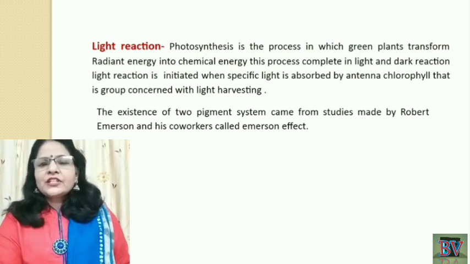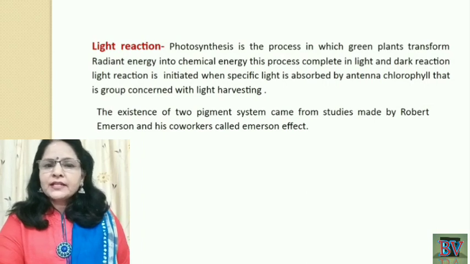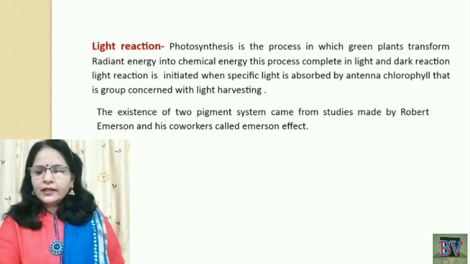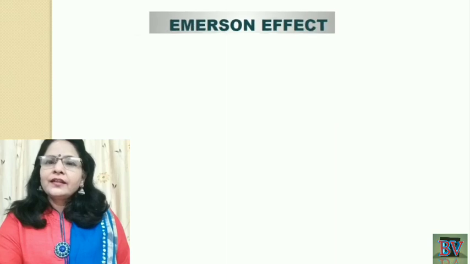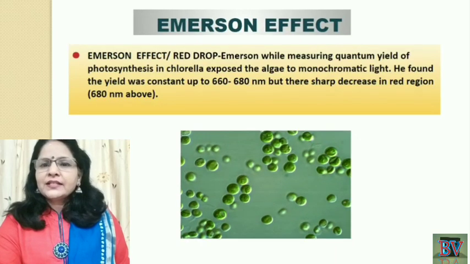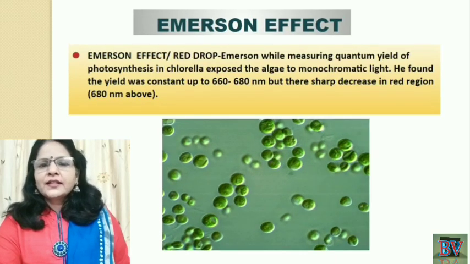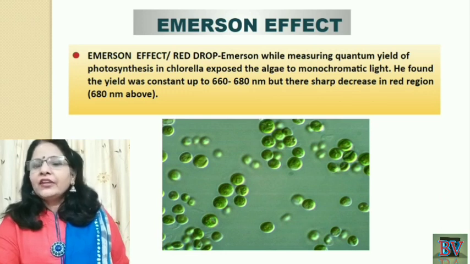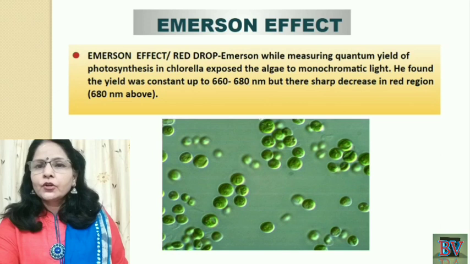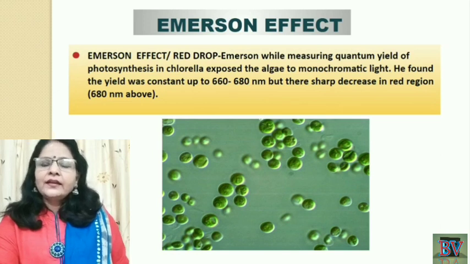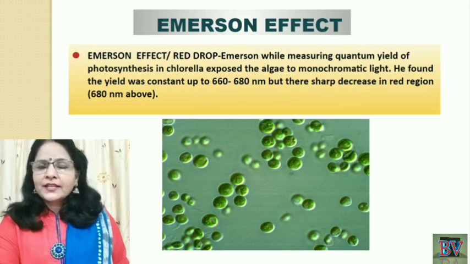The existence of two pigment systems came from studies made by Robert Emerson and his co-workers, called Emerson's effect. The next experiment is the Emerson effect. Emerson, in the year 1957, was working on Chlorella. Chlorella is an alga, and nowadays it is used as a protein and mineral supplement, mostly by astronauts.